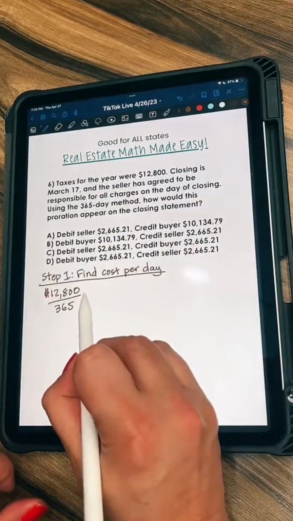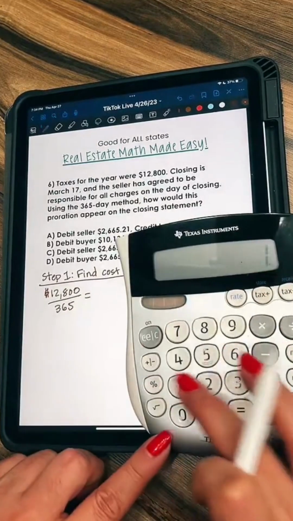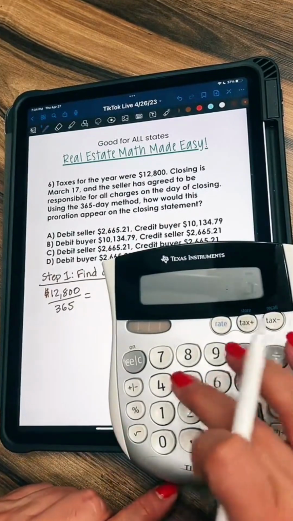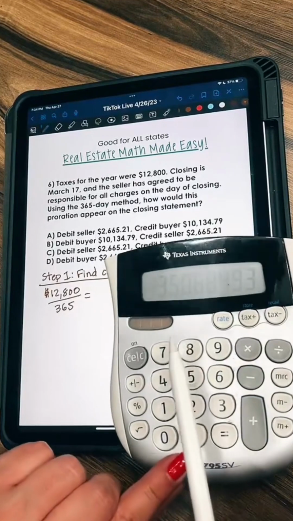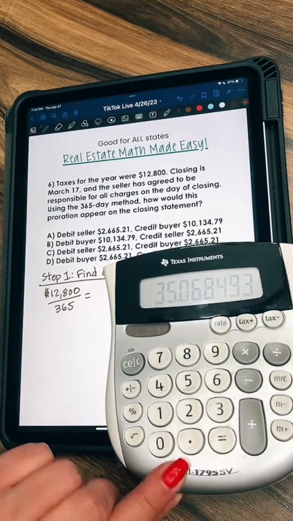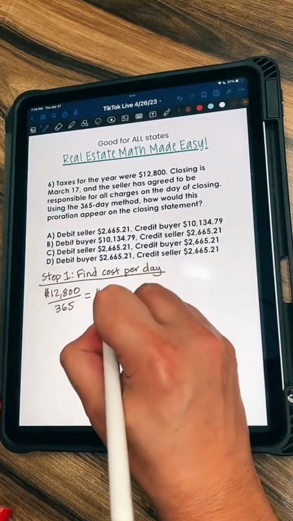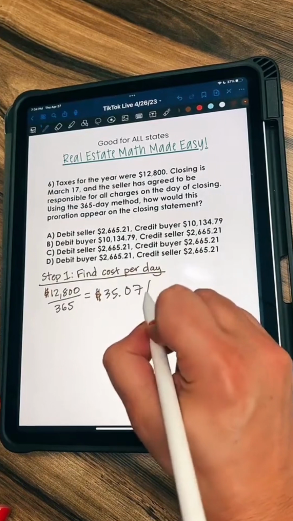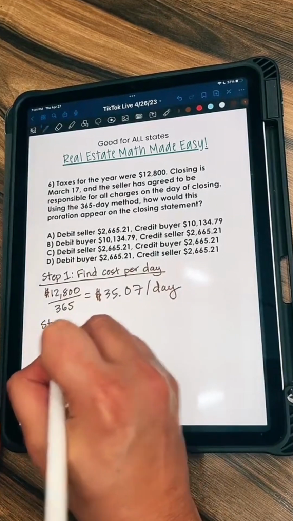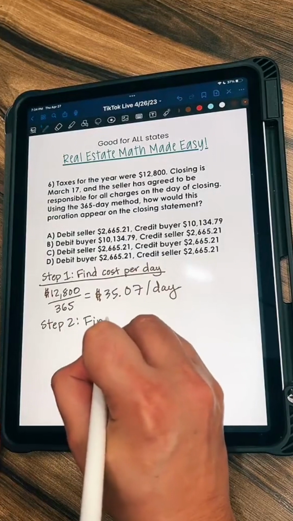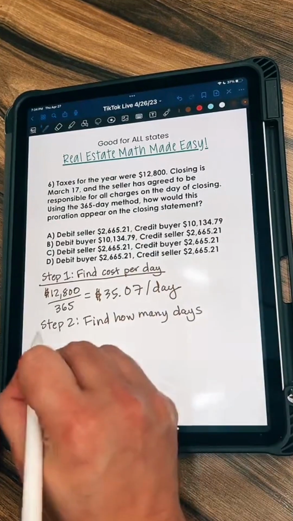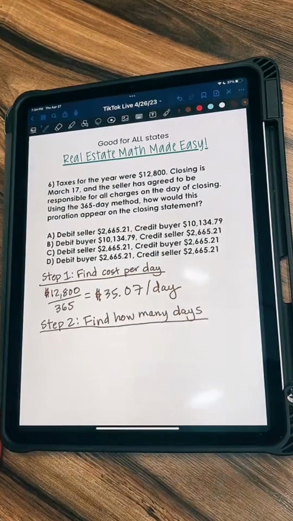Okay? So here we're going to divide this. So we have 12,800, I hope you guys can see that, divided by 365. And then we get $35 and about 7 cents. Okay? So $35 and 7 cents per day. Now step 2. Find how many days. So this is now how many days does the seller own the property, right?